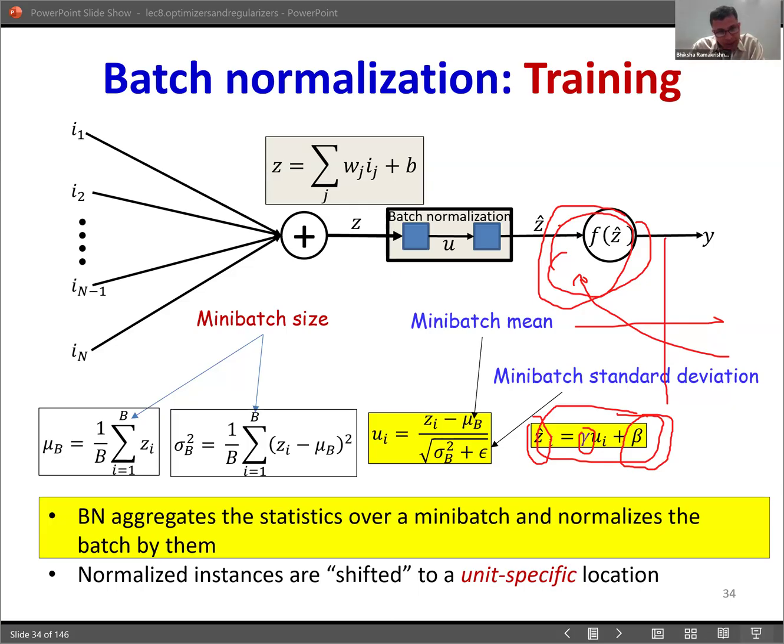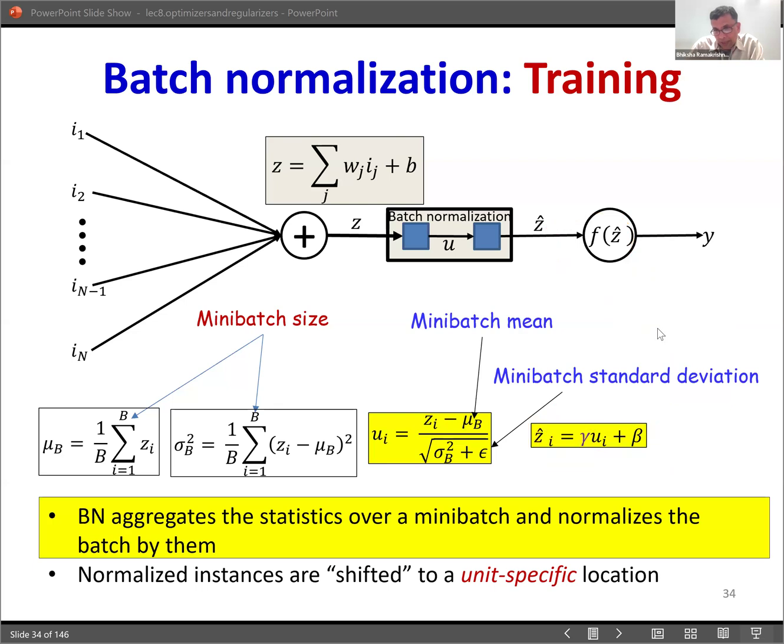Okay. So gamma and beta can be estimated, right? So why do we need to scale by the variance? Again, you can think of the variance as a weight. This gamma as a weight. So this is no different than just having an additional learnable weight parameter.